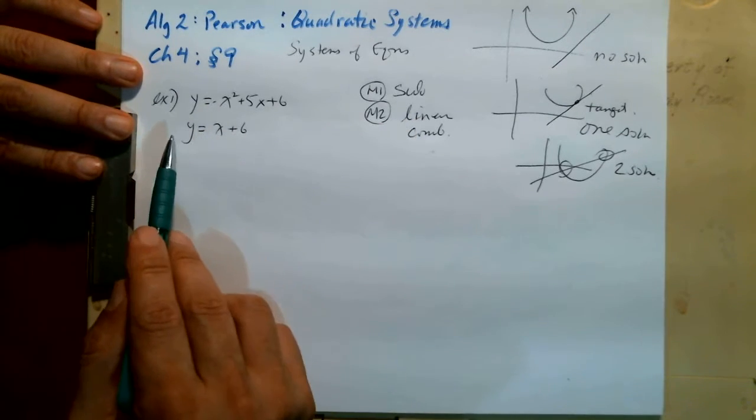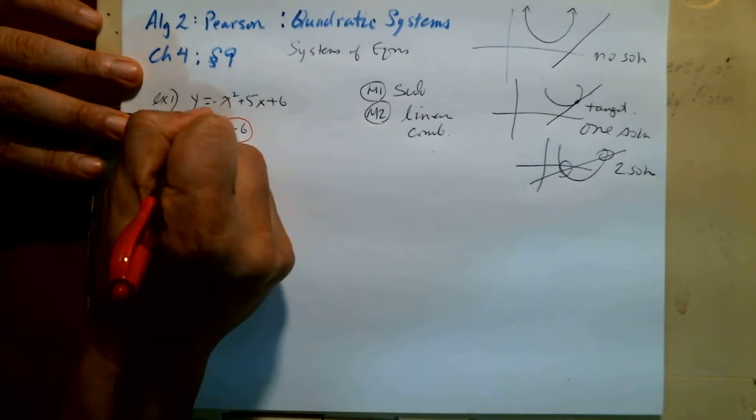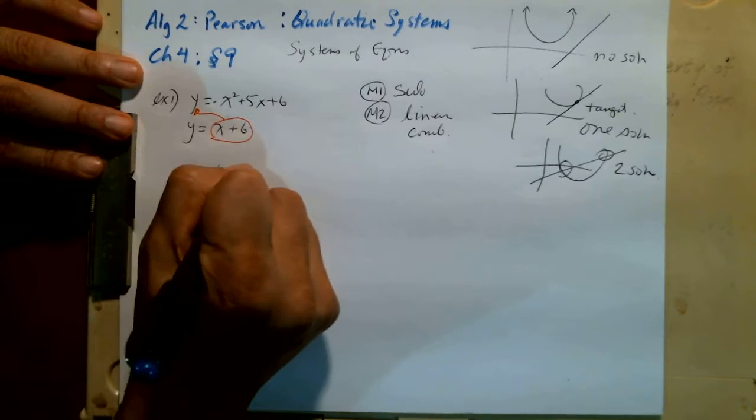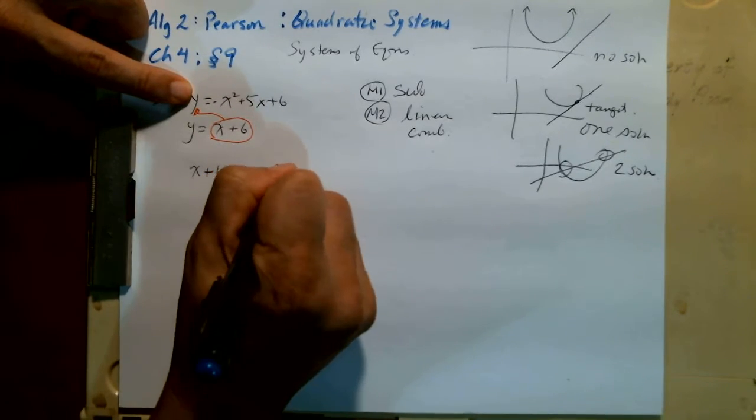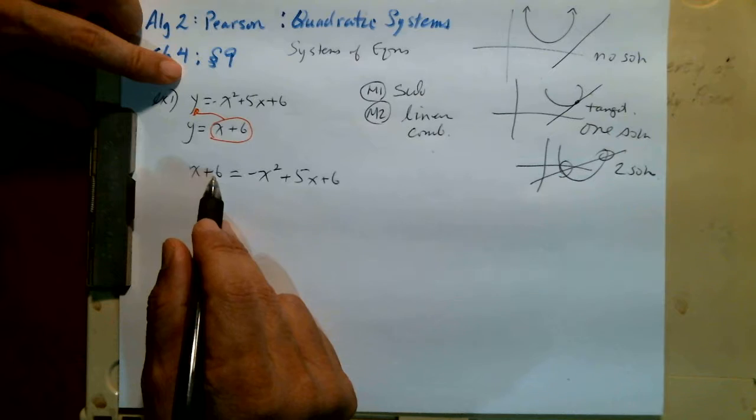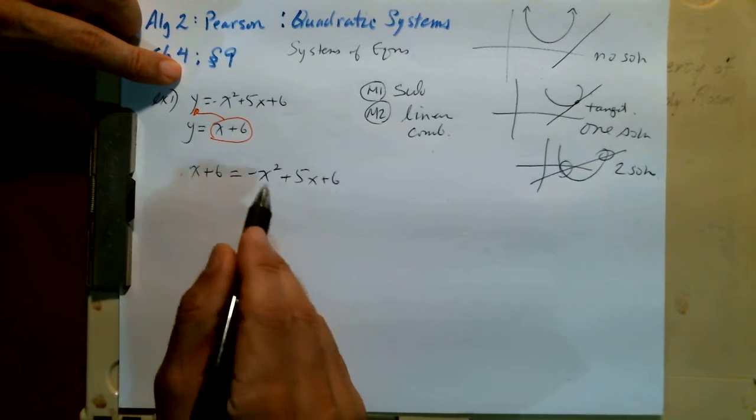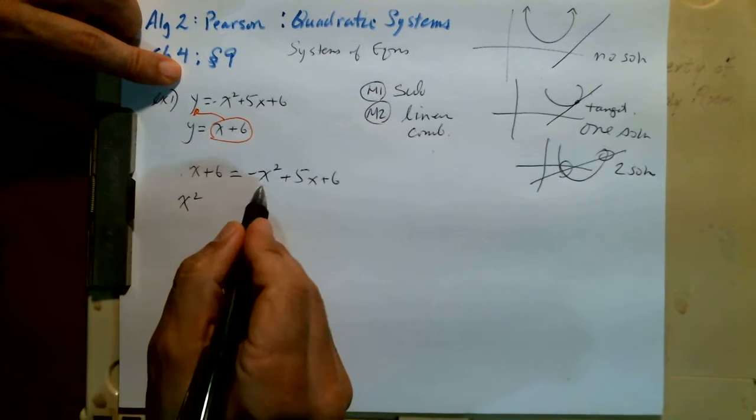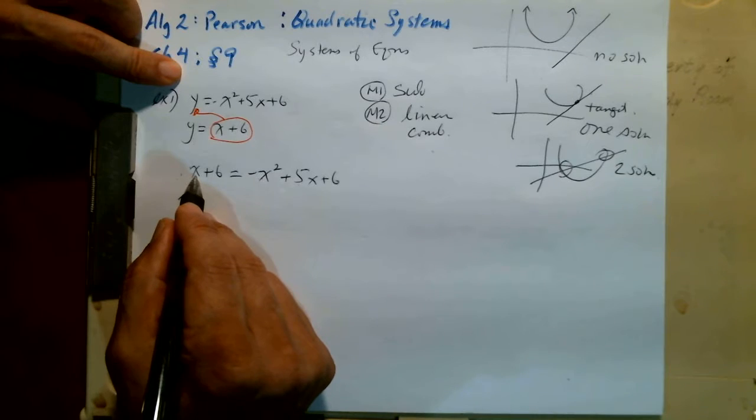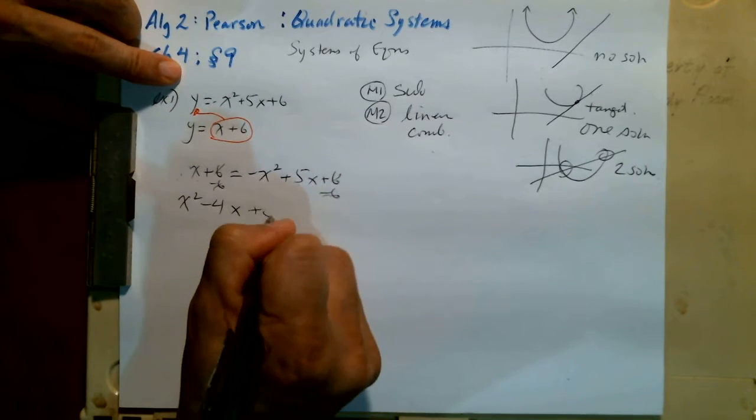Since y equals x plus 6, I'm going to substitute this in for my y. Substituting that in, I get x plus 6 is equal to negative x squared plus 5x plus 6. Since it's quadratic in nature, I'm going to set everything equal to 0 if I can, and move everything to the left side: add x squared, subtract 5x, subtract 6. You get x squared minus 4x, and 0 equals 0 on the right side.